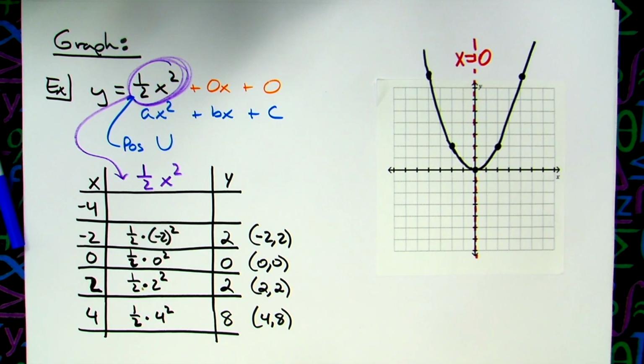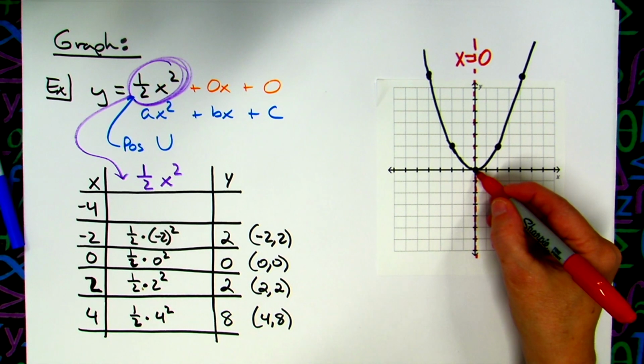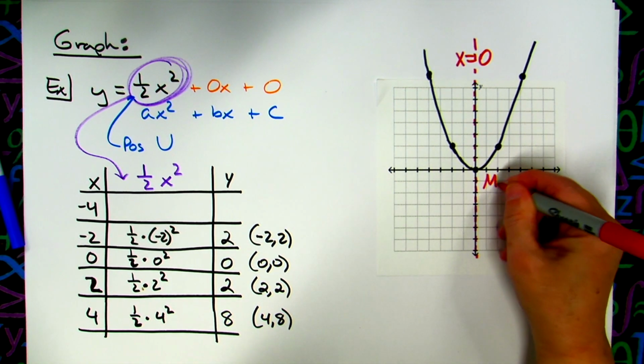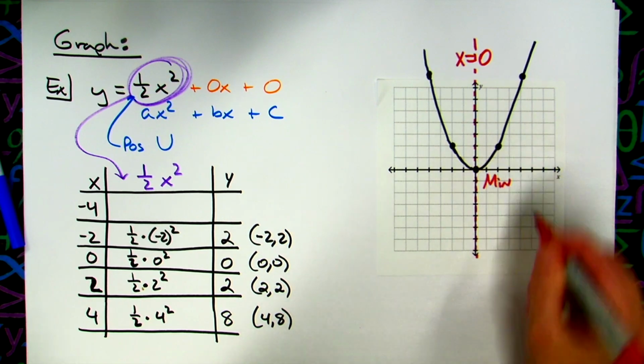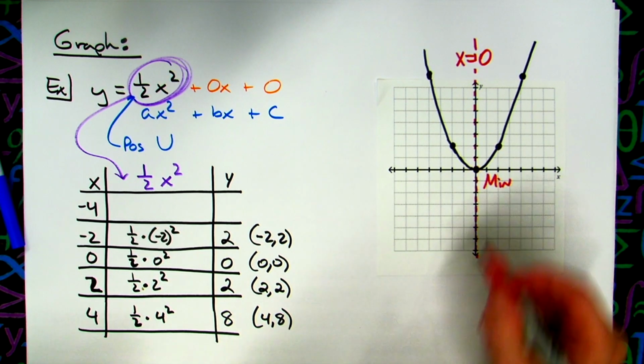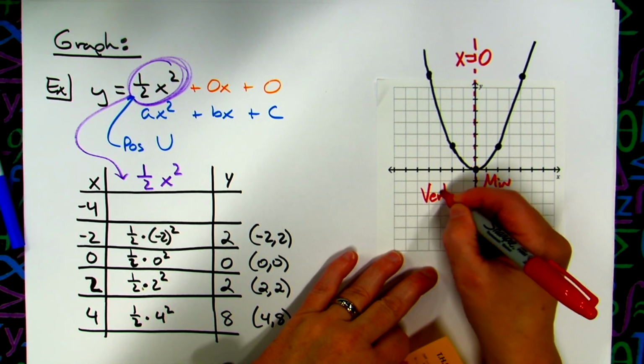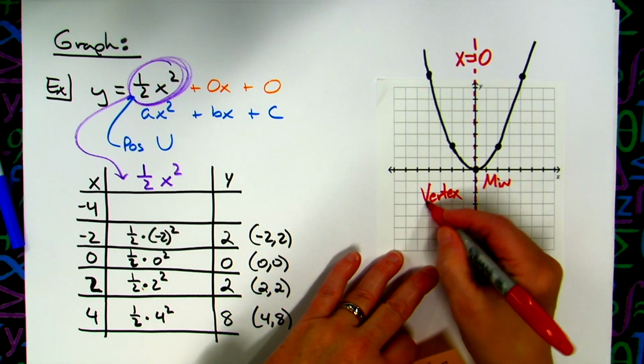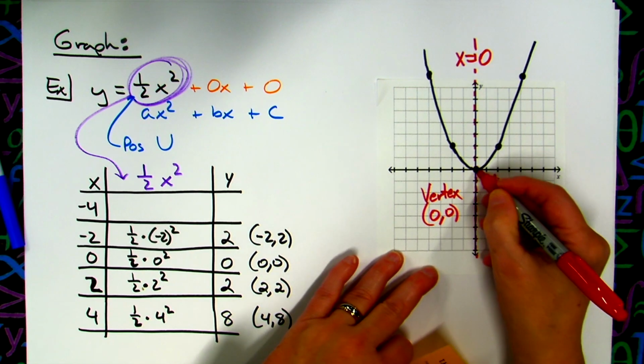Okay, now what else can we say about this? What kind of point is this? Is this a max or a min? Min. Someone said minimum. So that's a minimum. What is that point called? It's called the, starts with a V. It's the vertex. Alright, now I can list the ordered pair that goes with it, (0, 0), because it went right through the origin.